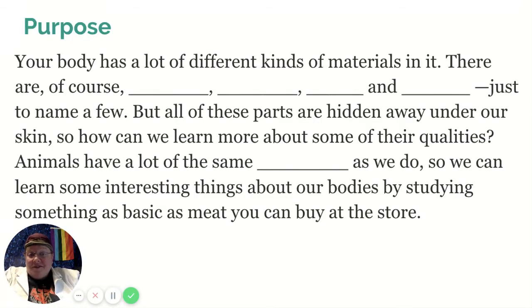So your body has a lot of different kinds of materials in it, and there are, of course, bone and blood and fat and muscle, just to name a few. But these parts are all hidden away under our skin. So how can we learn more about their qualities? Animals have a lot of the same body parts as we do. So we can learn some interesting things about our bodies by studying something as basic as meat that you can buy in the store. And one fun and easy test to do is examining whether substances float in water, which tells us how buoyant they are. More about buoyancy in a second.